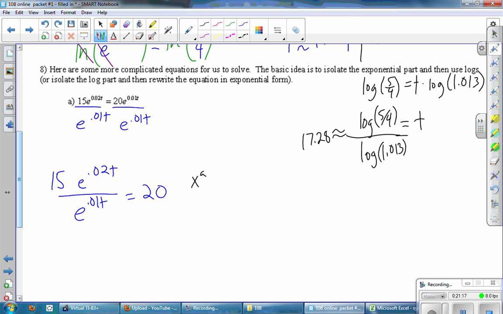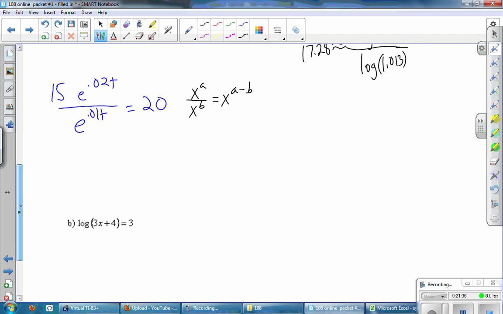x to the a divided by x to the b. Keep the base, subtract the powers, top minus bottom. Well, that's exactly what we have. e to a power over e to a power. We're going to keep the e just as it is, and we're going to subtract the powers, top minus bottom.